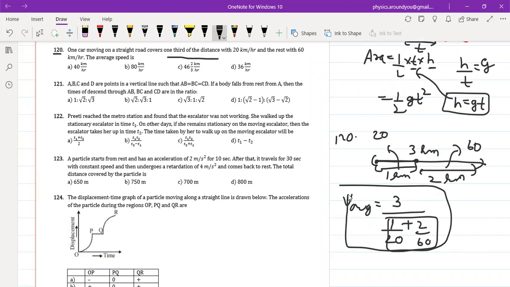The best way to solve all this is if they're asking one half, then say that the distance is 2 kilometers. If they're asking one third, say the distance is 3 kilometers, and so on.